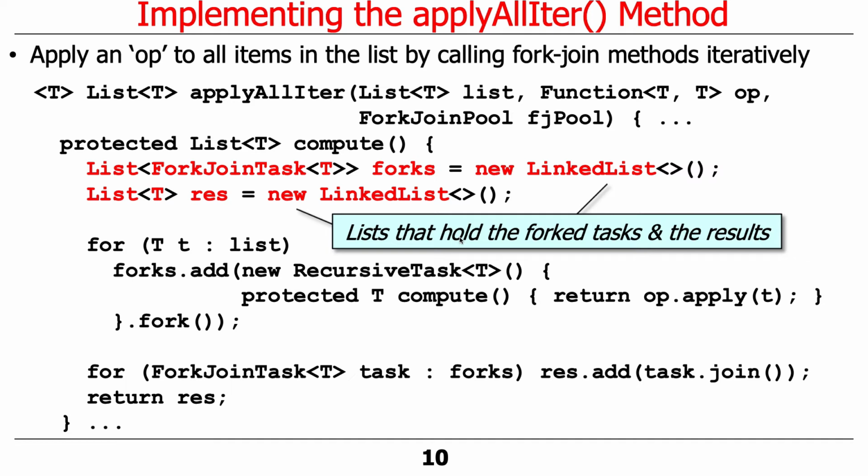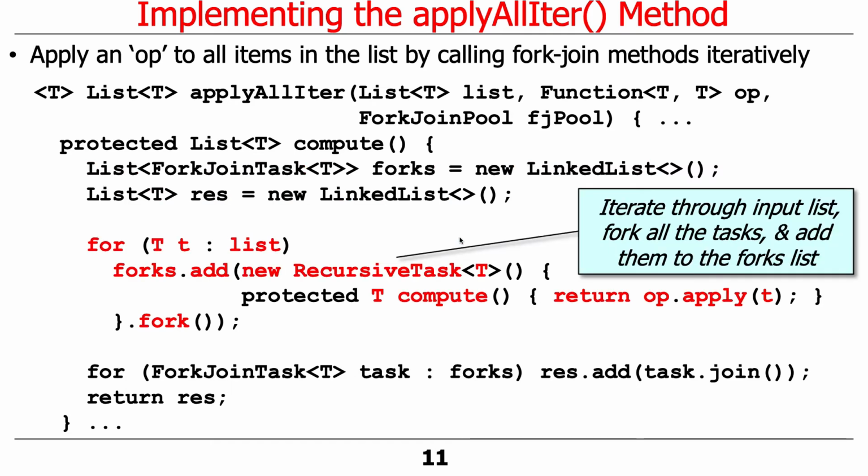Now, in your program, I think you used your unsynchronized array. In this example, we used linked list, but same difference. So we're going to have a list of fork join tasks called forks. That should look familiar. And then we're also going to have a result list called res, which is also a new linked list. So this will hold the fork tasks. This will hold the results of doing the computations on the fork task. Okay, so far so good.